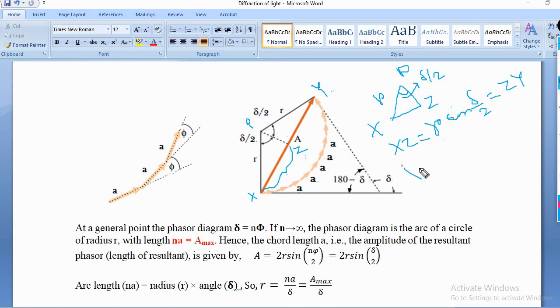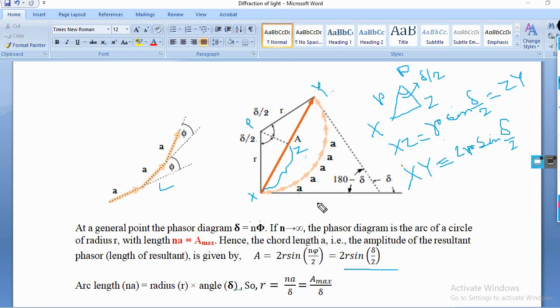What is the total length xy, which is basically A? In vector form, this is A. So A is given as r sine delta by 2 multiplied by 2. So this becomes 2r sine delta by 2. What is delta? Delta is equal to n into phi. Now again, what is n? N is the number of secondary light sources. And what is phi? Phi is the phase difference between the individual secondary rays.